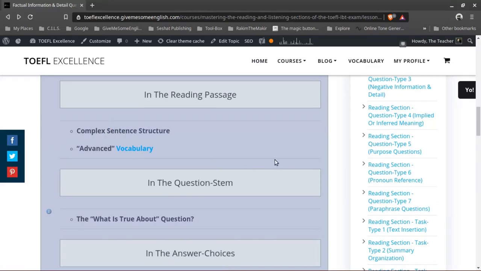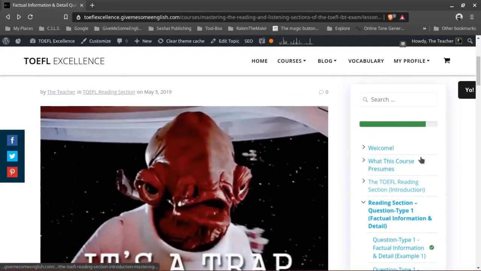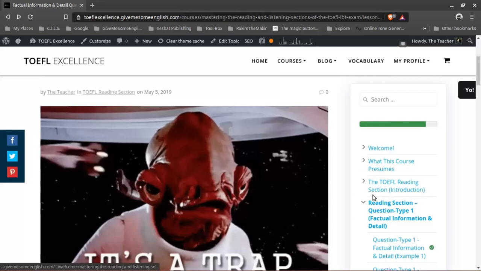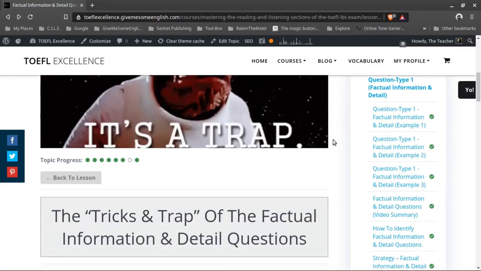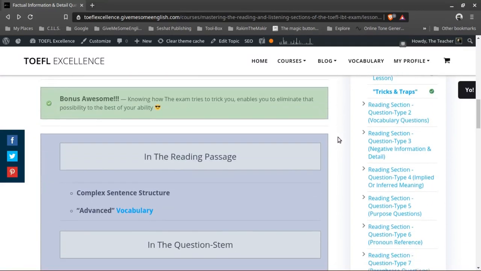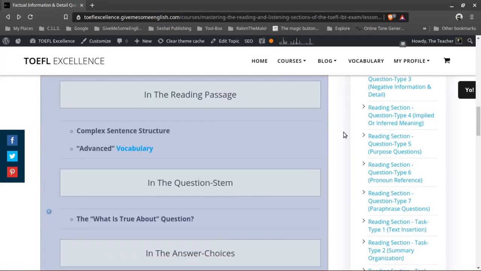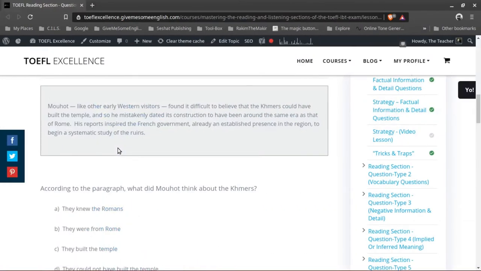Now, this is not necessarily a trick or a trap of the TOEFL, but it's definitely something that could cause you problems. That's why in the very beginning of the course, when we went through the different things about what's required for the course and the presumptions for this course, one of the most important ones is that you have a high enough level of English. If you're this far in this course, then you probably have already gotten past that part. But it is important. So just to give a quick example, some forms of complex sentences.